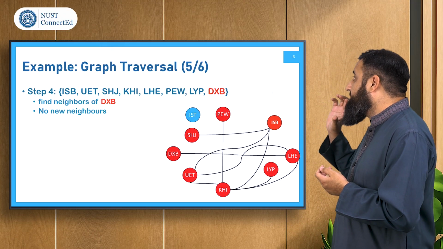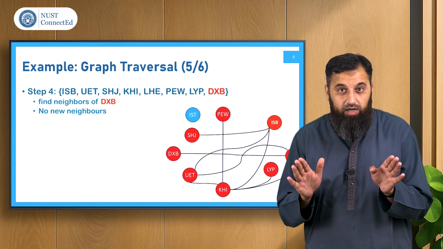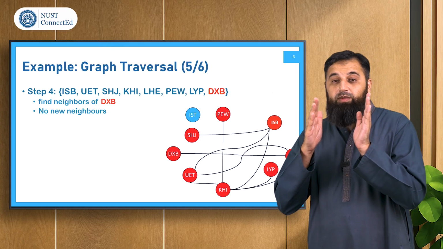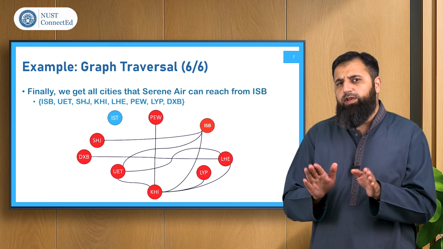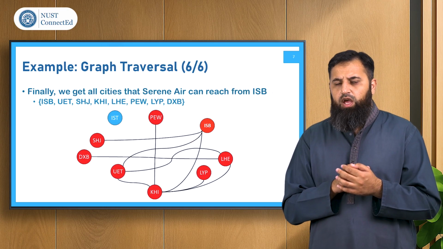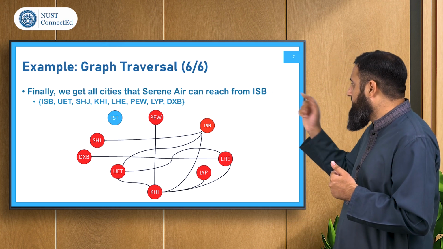Even though we have some nodes which are isolated, we cannot add them because we cannot reach those particular nodes from Islamabad. So now that we have completed our traversal, all cities reachable from Islamabad are here.